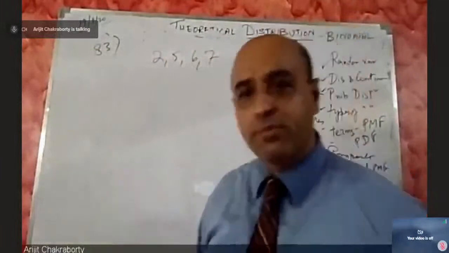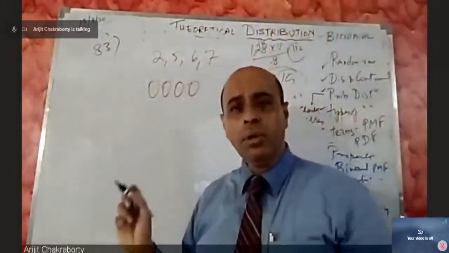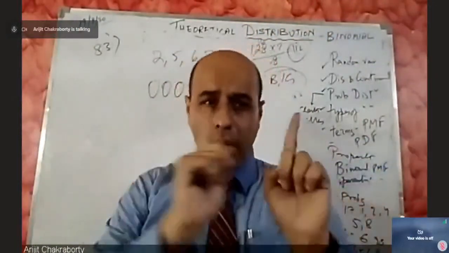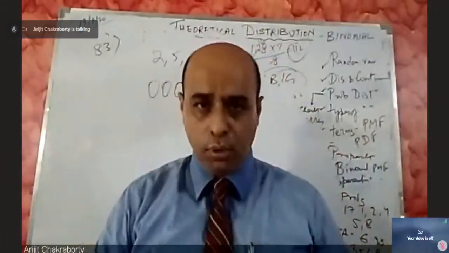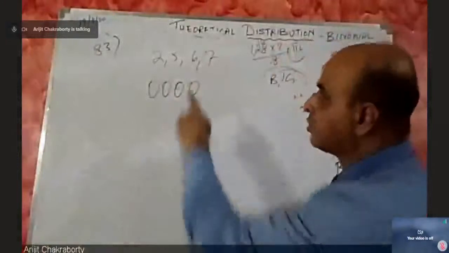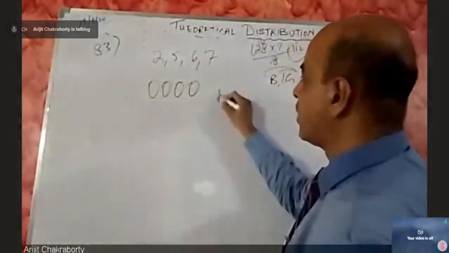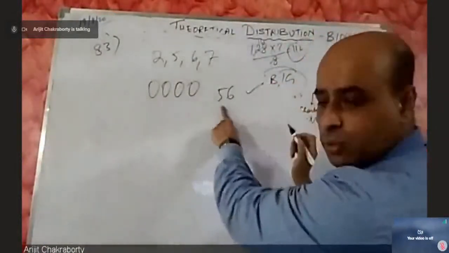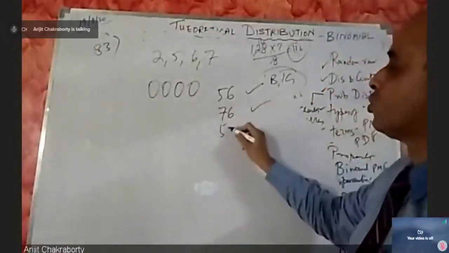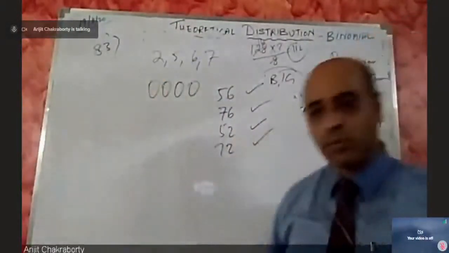It is divisible by 4. So a 4-digit number, very good. You know the divisibility rule: any number whose last 2 digits are divisible by 4 will also be divisible by 4. This is clear. That means out of these numbers, if the last 2 digits are 56, it will be divisible by 4. If it is 76, divisible by 4. If it is 52, divisible by 4. And if it is 72 also, it will be divisible by 4.